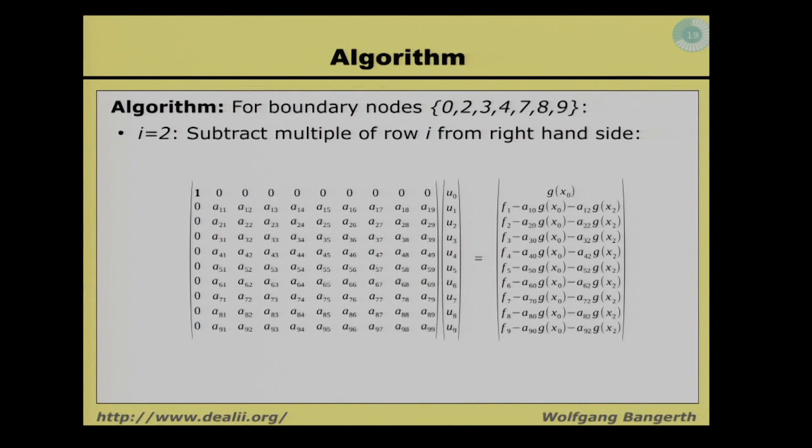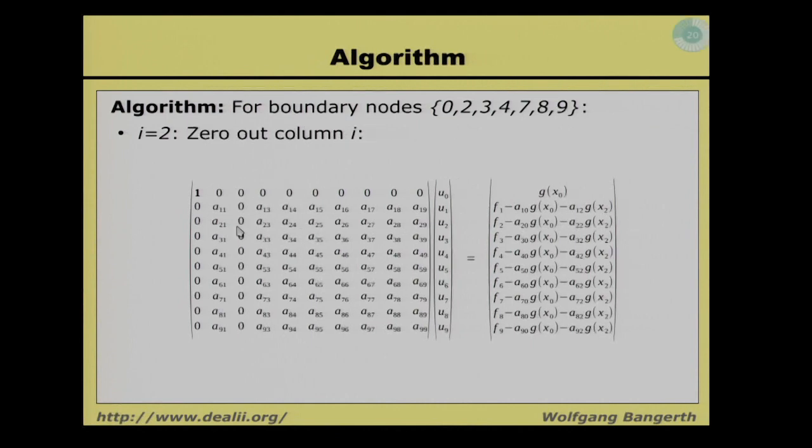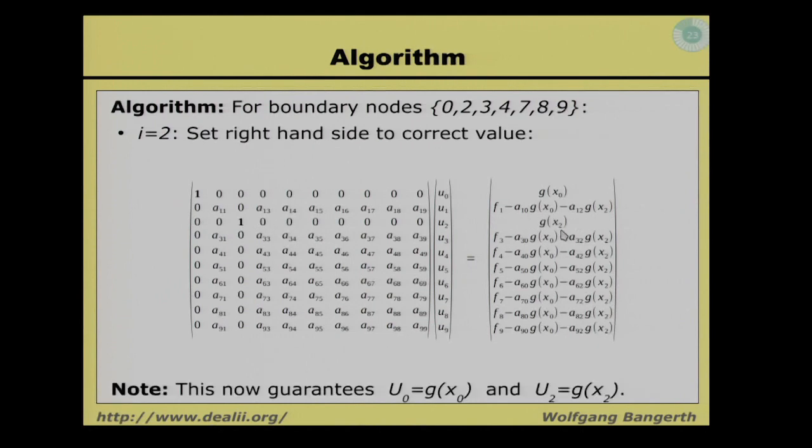And then I'm going to do the same for the next degree of freedom. The next degree of freedom on the boundary is 2. So I'm going to take this row, or whatever is left of it, and subtract this column times g of x2 from the right-hand side. I'm going to zero out the entire column, and the entire row. I'm going to put a 1 on the diagonal, and replace the right-hand side by g of x2. And lo and behold, I get the correct boundary values for u2 as well. And I repeat this for boundary degrees of freedom 3, 4, 7, 8, and 9.